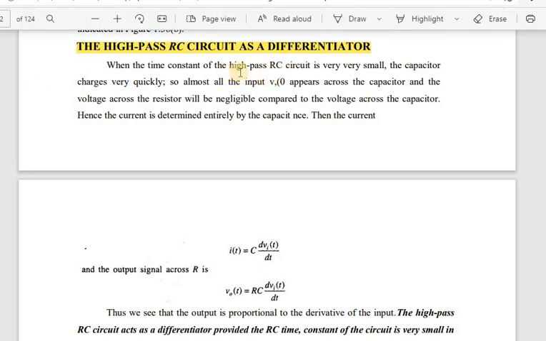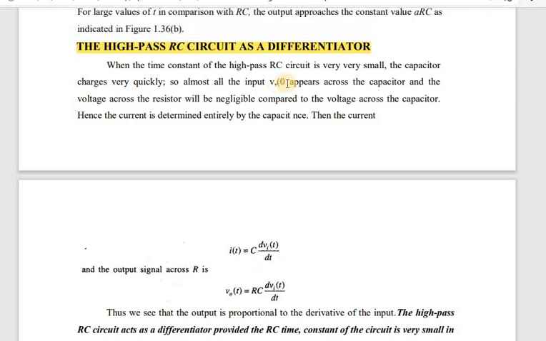When the time constant of the high pass RC circuit is very small, the capacitor charges very quickly, so almost all the input voltage Vi of t appears across the capacitor, and the voltage drop across the resistor will be negligible. What I have said, please make a note.